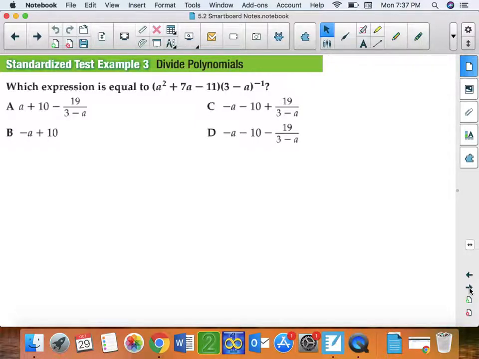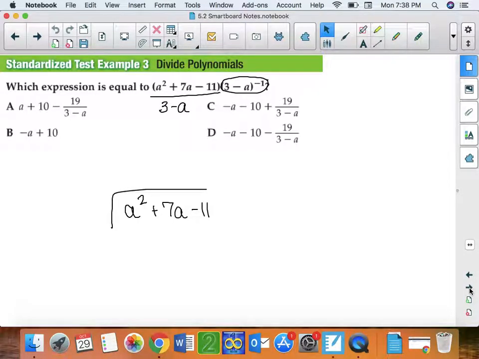So again, remember the negative 1 exponent; this just means I'm dividing by 3 minus a. So I'm going to set this up like we did our long division earlier. And I'm going to rewrite this as negative a plus 3. Okay, so first thing we ask is negative a times what will give us a squared? And that is a negative a.